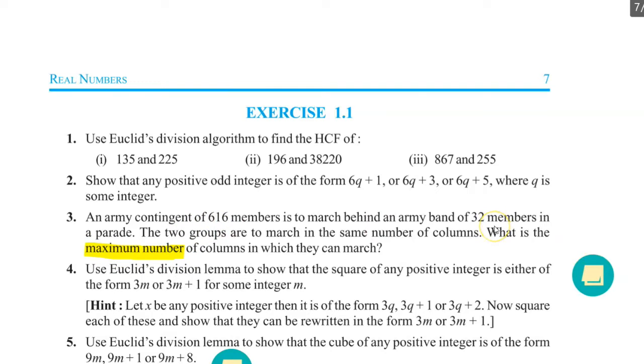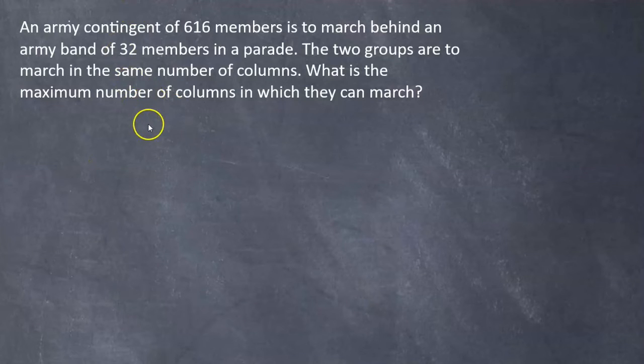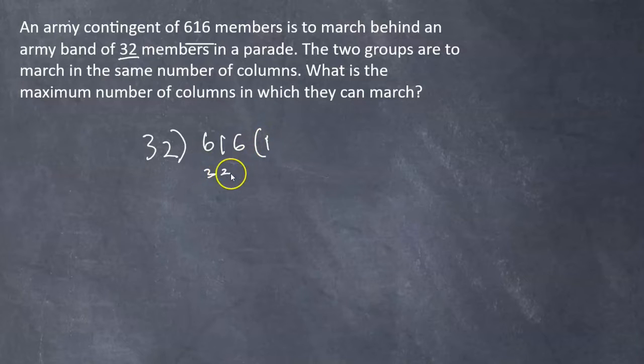616 and 32. So this is same as the HCF method we have done before using Euclid's division lemma. So 32, the smaller number, will be the divisor and the bigger number will be the dividend. So 32 is the divisor and 616 is the dividend. So 1 times 32 and the difference is 92, bring the 6 down. So 32 again, 296 will be 9 times 32, 288. So the difference is 8.